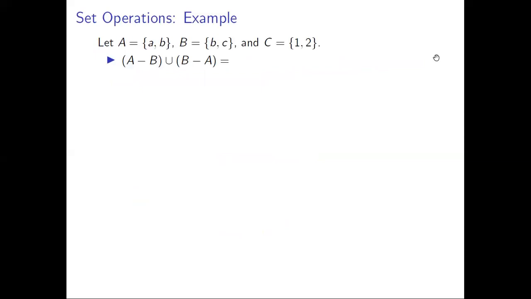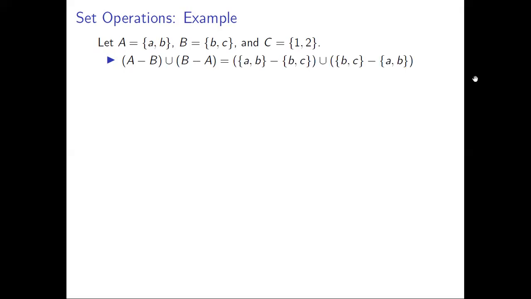Here's a longer example involving set operations. So let's say we have a set A, which is the set {a, b}, and B, which is the set {b, c}. Right, so it's a little confusing because of uppercase and lowercase, but generally we use uppercase letters for sets and lowercase letters for elements. And then we have also set C. So if we want to find the following, A minus B, the difference of A and B, union the difference of B and A. Okay, so we'll do it in stages.